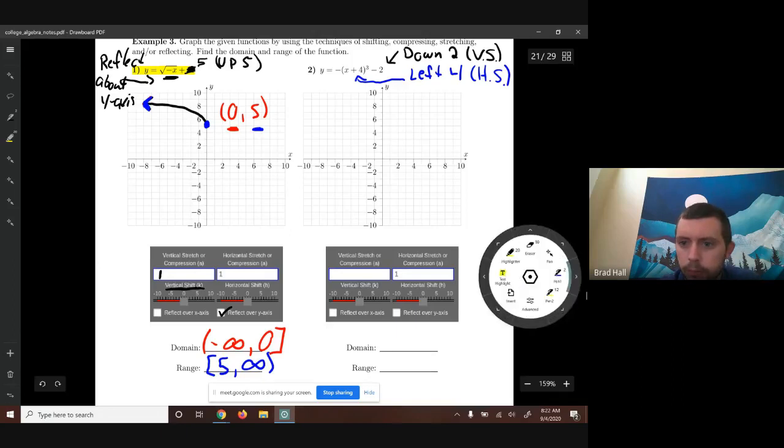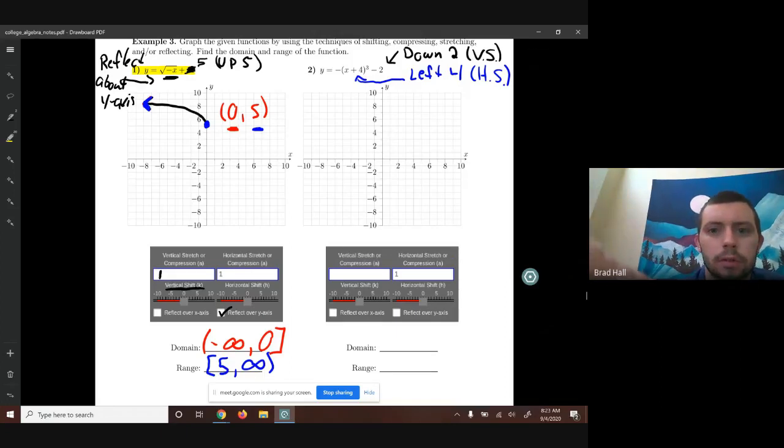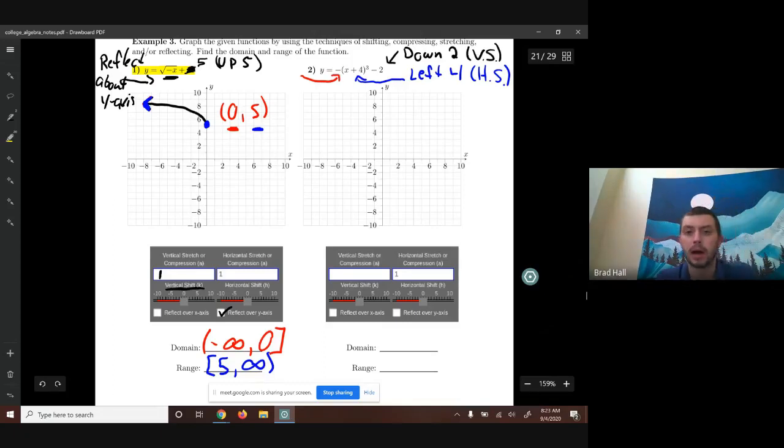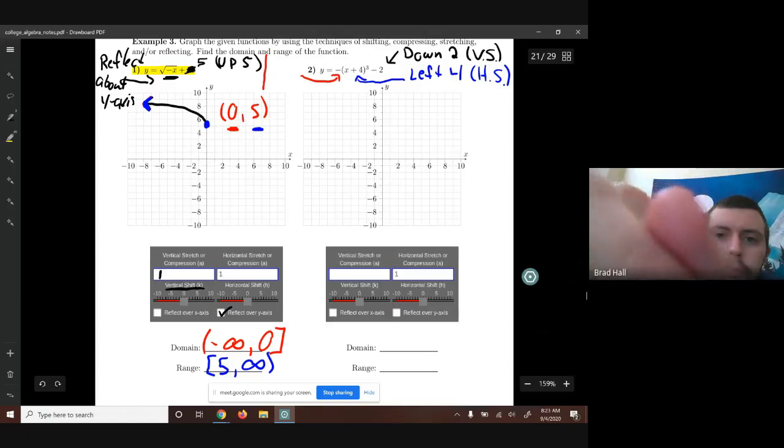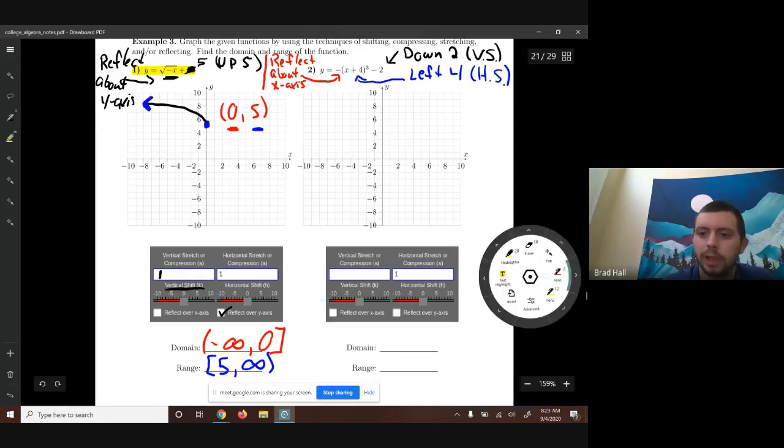And finally, I do see that there is a minus sign multiplying in the very front here. So that minus sign. And so what does that tell us? Well, that minus sign is not multiplying the x directly. It's multiplying the function. And since it's multiplying the function, then that means we're going to reflect about the x-axis.